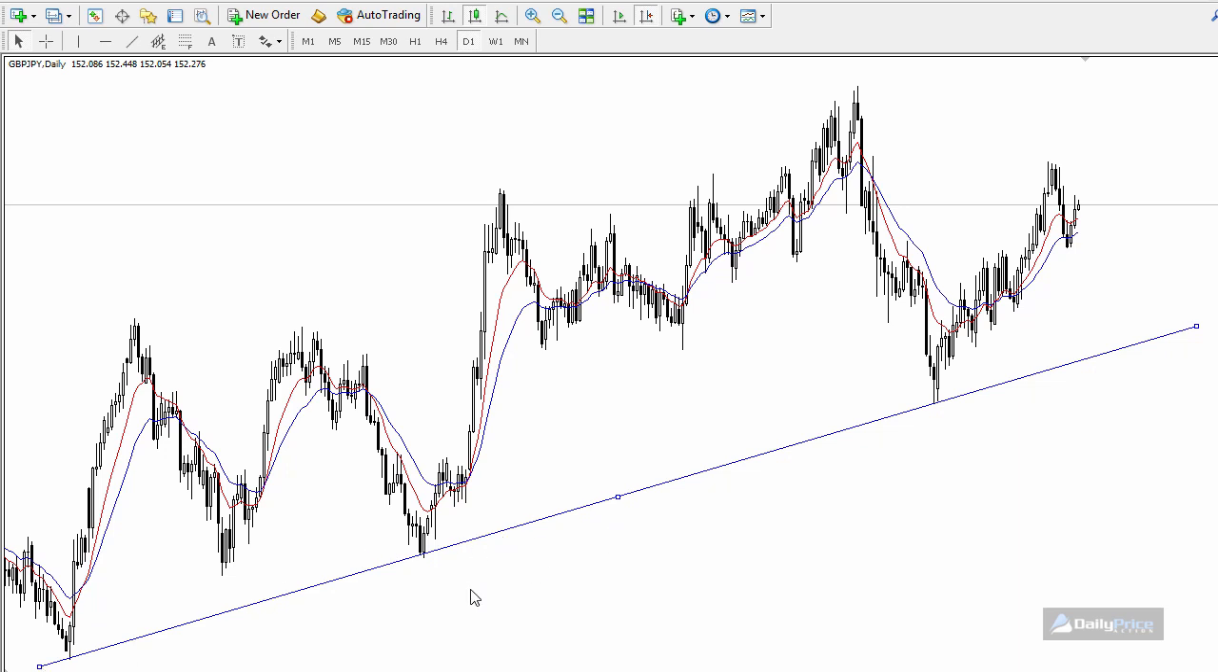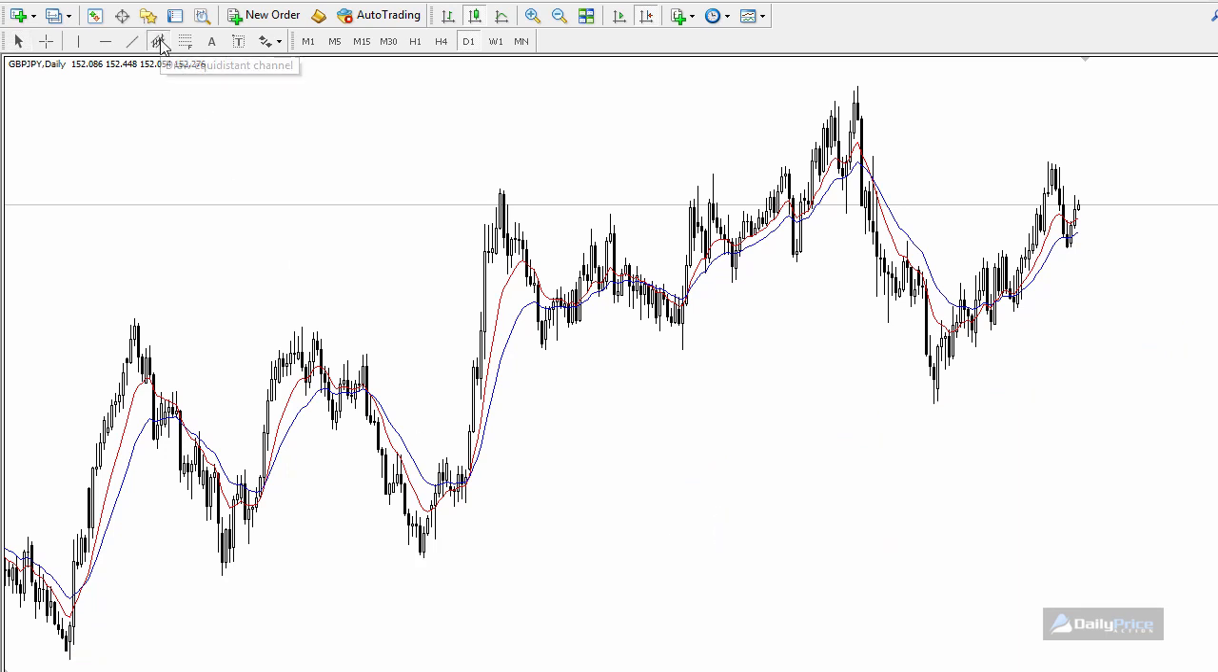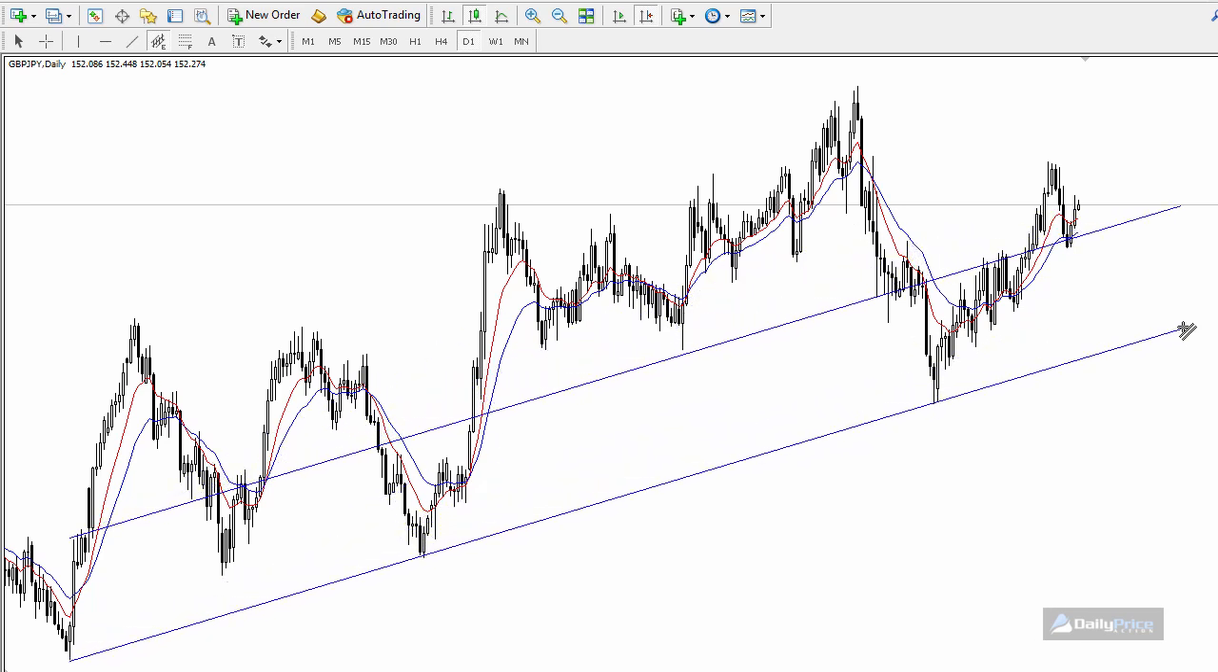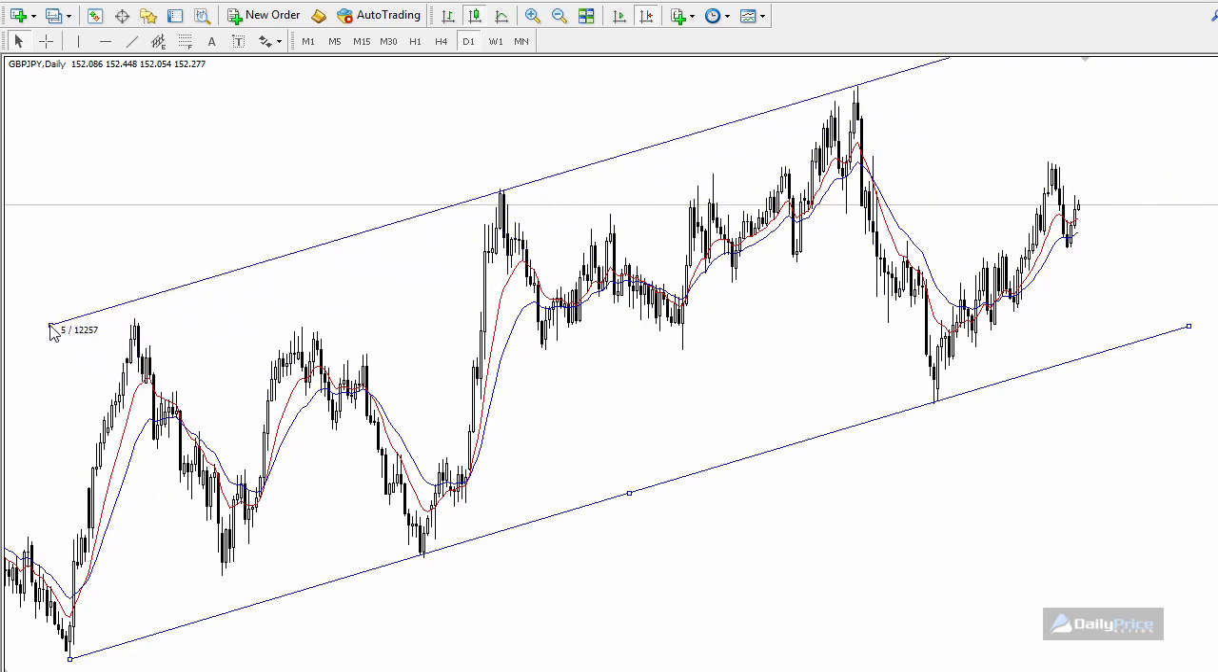It's also an uptrend, right? We have the market making higher highs, higher lows. But instead of just drawing a trend line like this, what I almost always do is grab my channel tool and draw the same trend line down here, drag this level up and see if this is a channel instead of just a trend line.